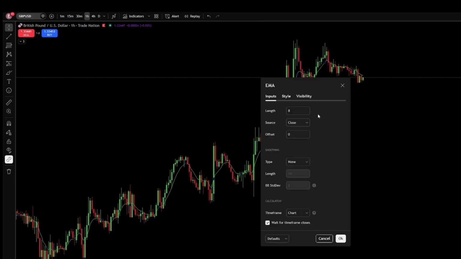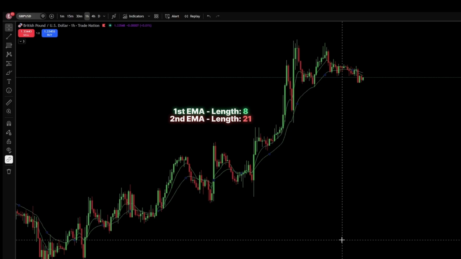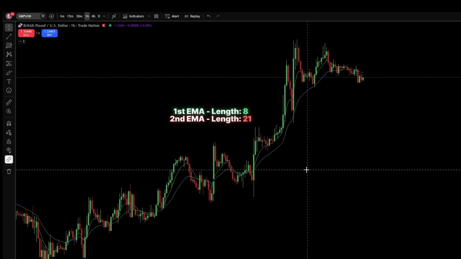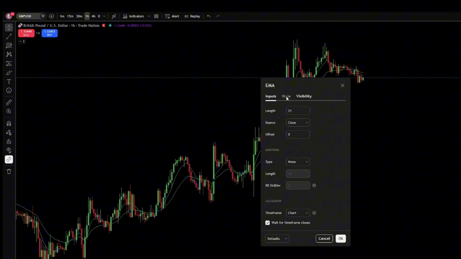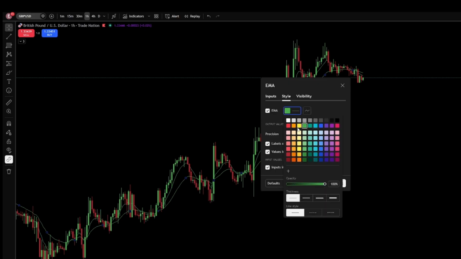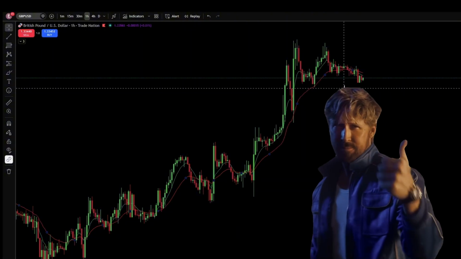For length, set one of them to 8, and 21 for the other one. The numbers can vary depending on whatever people prefer. But for the sake of this video, I'm gonna use 8 and 21. You can change the colors. Actually, yeah, it would be better if the two lines are different colors. Otherwise, it would be really difficult to read the trend. It's up to you what color you want these lines to be. And that's how you have it.